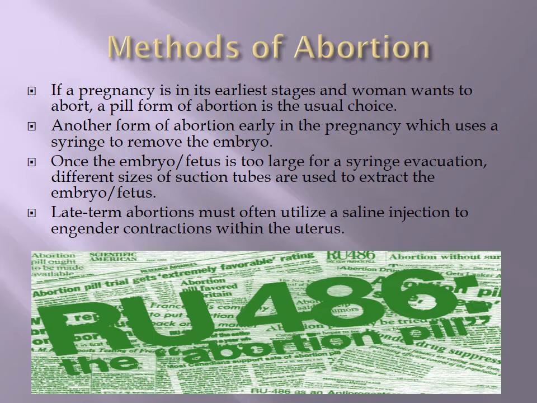Okay, there are different methods of abortion. If the pregnancy is in its very earliest stages and a woman wants to abort, oftentimes a pill form of abortion would be the choice. Another form of abortion early in the pregnancy is when the embryo is still very small. A syringe can be used to remove the embryo. However, once the embryo or fetus is too large for a syringe evacuation, different sizes of suction tubes will be used to extract the embryo or fetus.